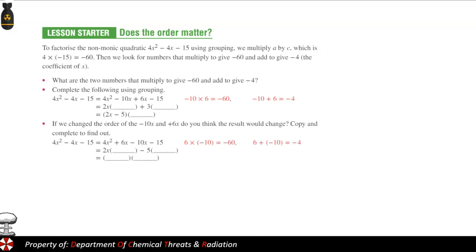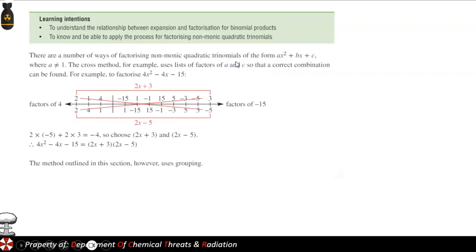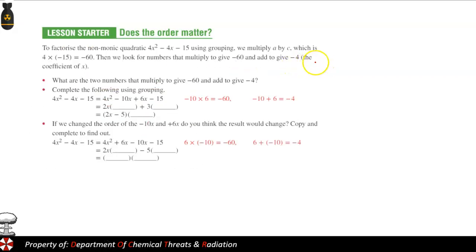If we use grouping, that process that we saw in the previous lesson, we can multiply a by c, which is the 4 and the 15. This gives us 4 times minus 15, which is minus 60. Then we look for numbers that multiply to give negative 60 and add to give minus 4, which is the coefficient of x. What two numbers multiply to give negative 60 and add to give negative 4?